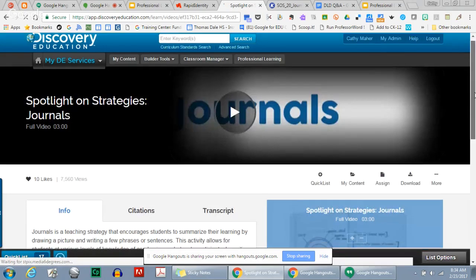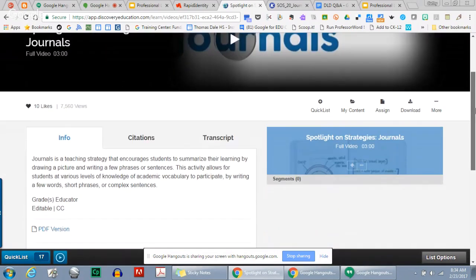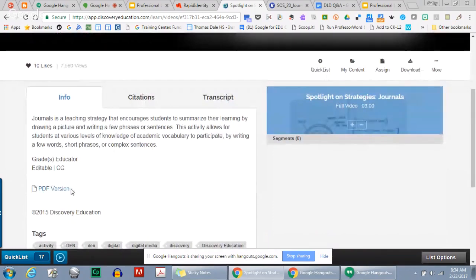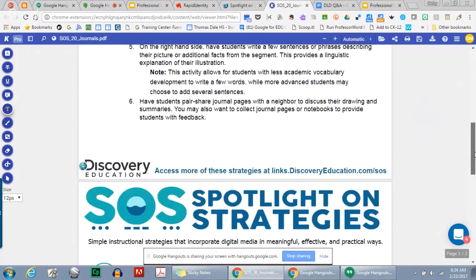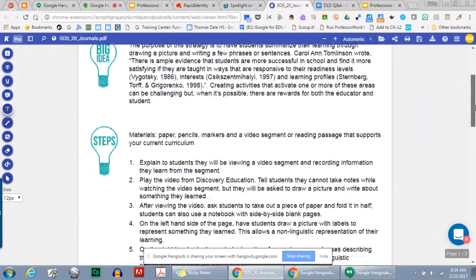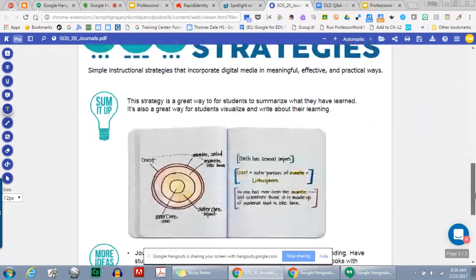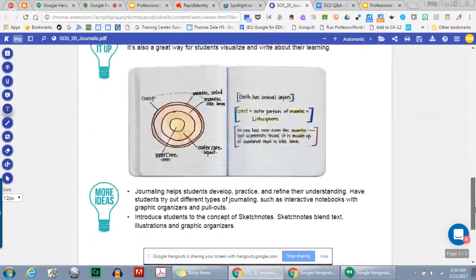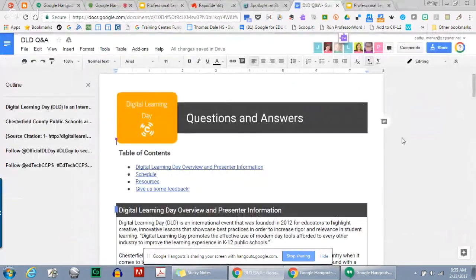And you can see here, on the strategy page there's a 1 to 3 minute video that will show you exactly how to use the strategy, presented by a teacher. You'll also see that there's a PDF version. I love these PDF versions because they really spell out how these strategies work. They give you the background, the big idea, the steps on how to do this, and then also the sum it up, wrap it up. What does this look like? As well as some more ideas. Now keep in mind that these are hands-on instructional strategies.